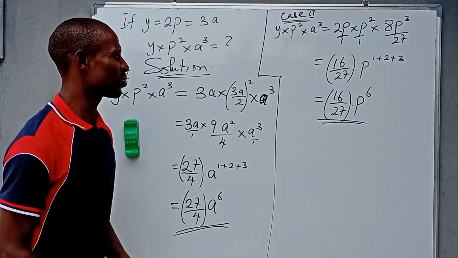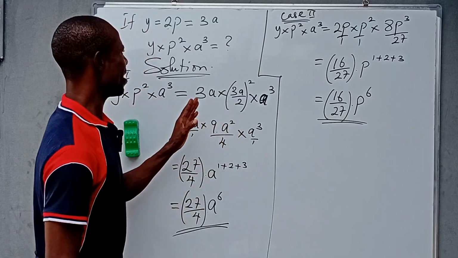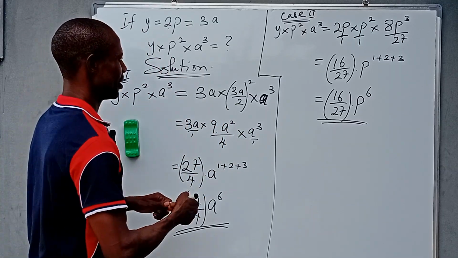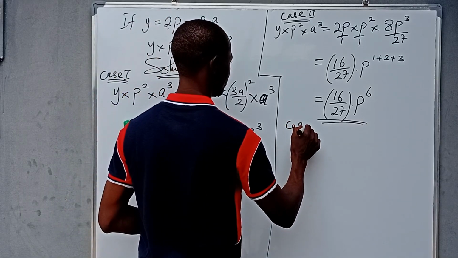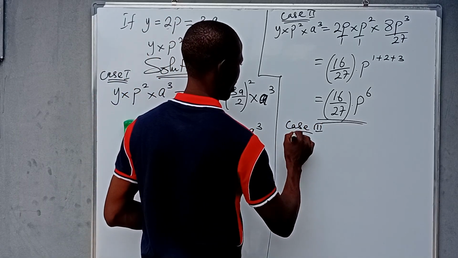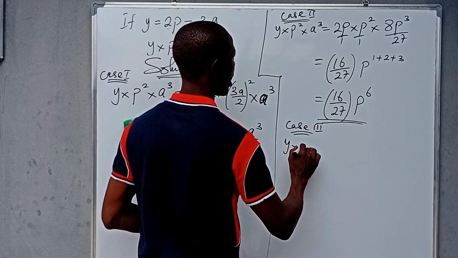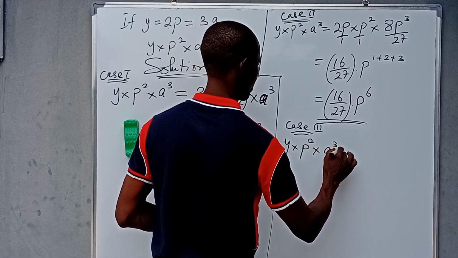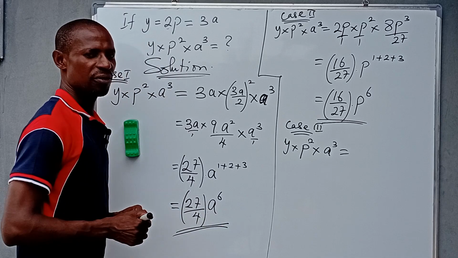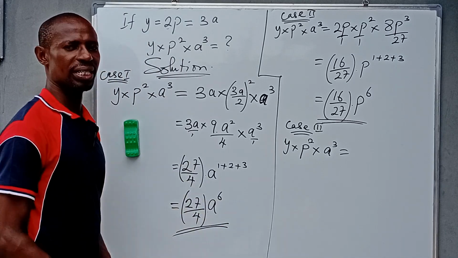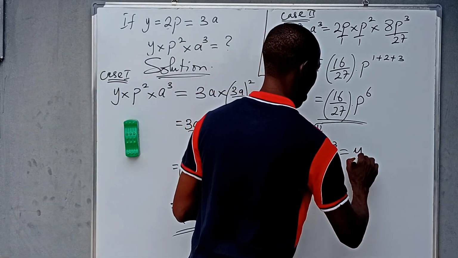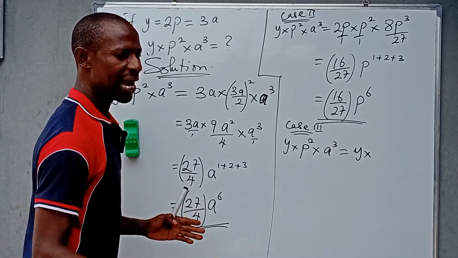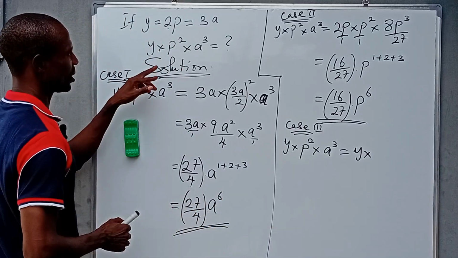So we have the last one, whereby we're going to express everything in terms of y. Okay, so case 3, we have y times p to the power of 2 times a to the power of 3, which will now be equal to what? We are taking everything to y, so y is already here. So we have y times the relationship between p and y. We have to check it out here.